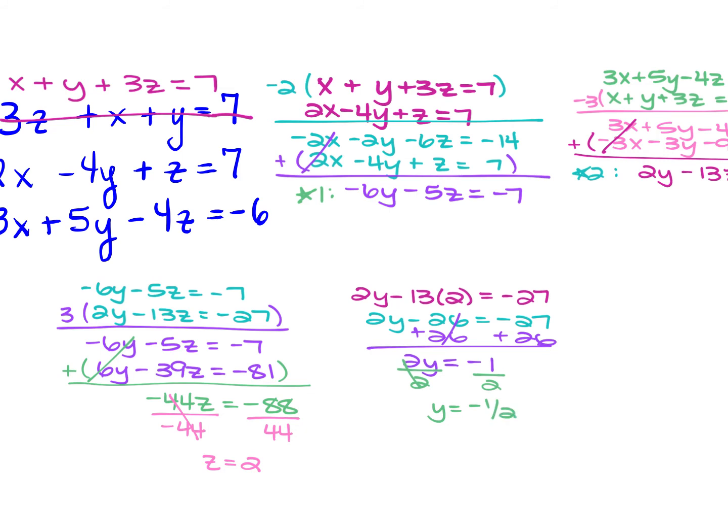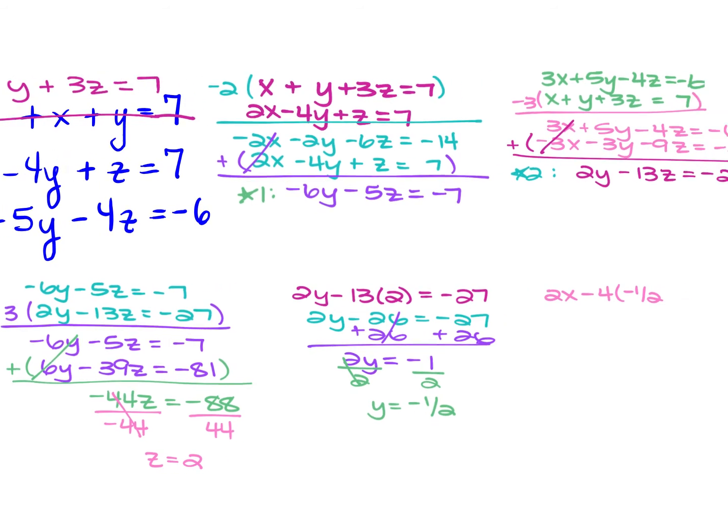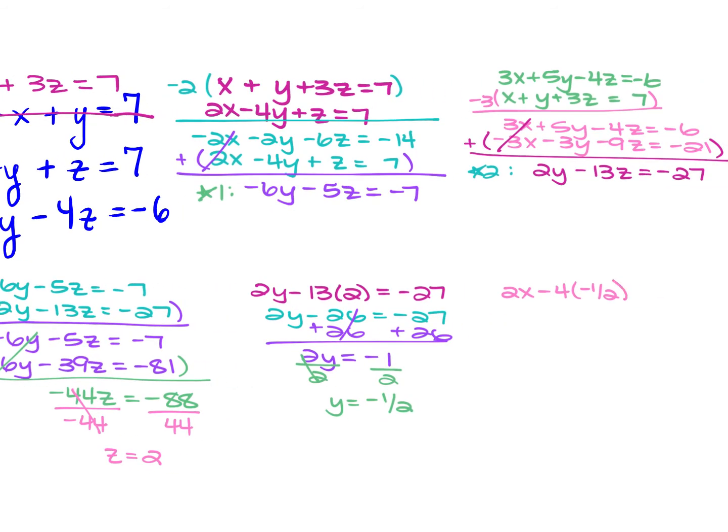From here, now that you have a y and a z, find an x. If it was me, I would use the middle equation because your y is being multiplied by an even number. So 1/2 times an even number is going to cancel out that fraction, and I don't want to work with the fractions. So if I use the middle equation, we're going to have 2x minus 4 times y, which is negative 1/2, plus z, which we said is 2, is equal to 7.